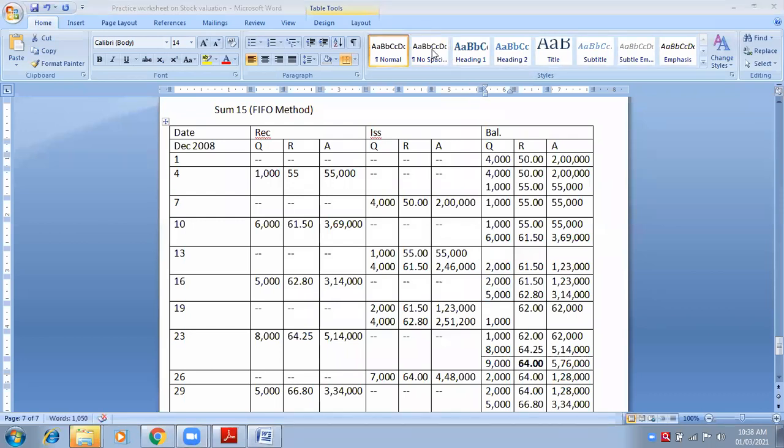Now look, what was your total in the second slot? Your second slot was 5,000. 5,000 minus 4,000 will be 1,000. What is the rate of 5,000? 62.80. So here we will write 62.80, and our amount will be 62,800. Is it correct? Yes, ma'am. Okay. So this is how we need to do the FIFO method.